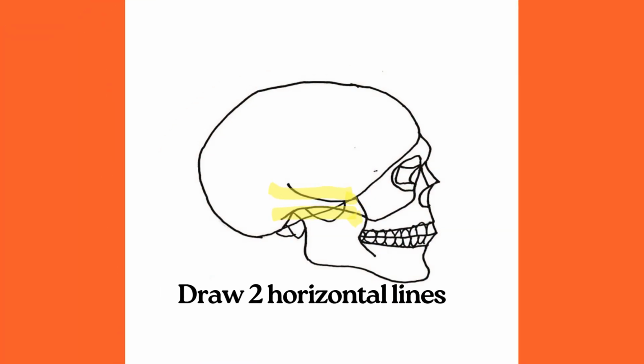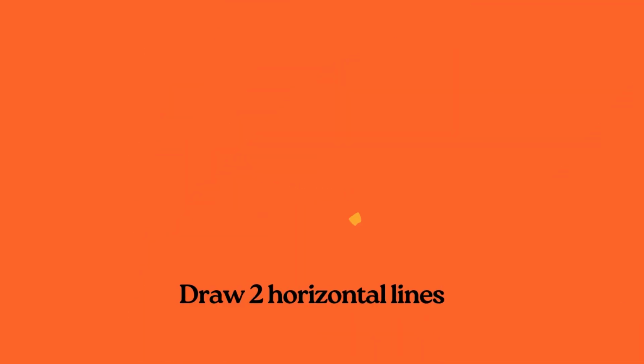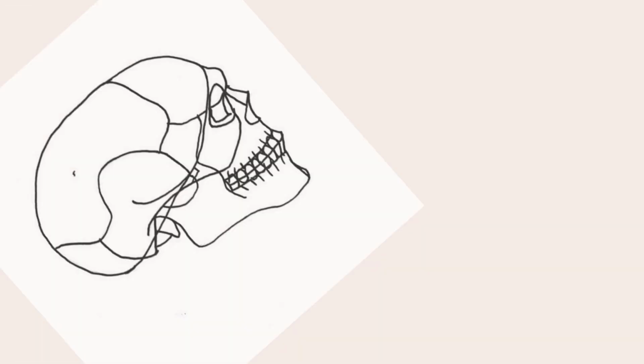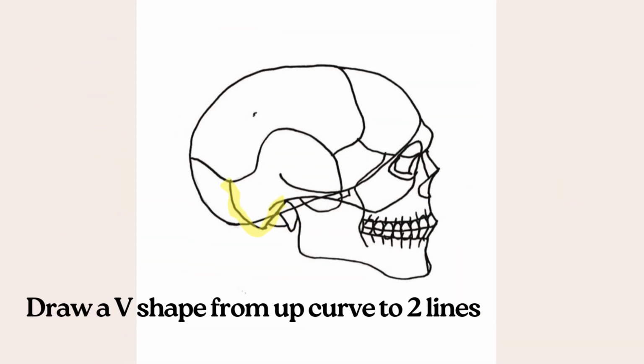Draw 2 horizontal lines starting from the top of the L shape and up curve. Have both lines narrow in the middle and wider at the other end, ending in the oval. Draw tiny lines between the small ovals. Draw a V line from the bottom of the up curve line to the bottom of the 2 parallel lines.